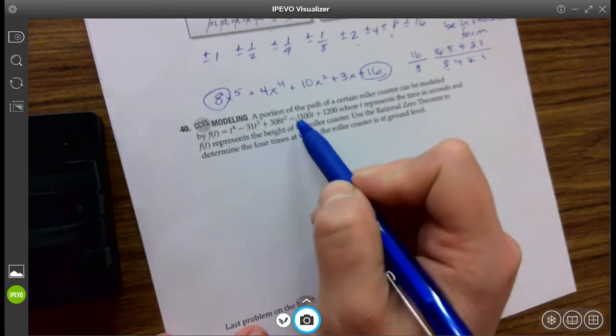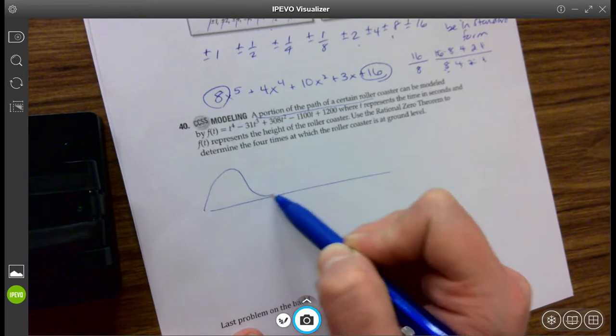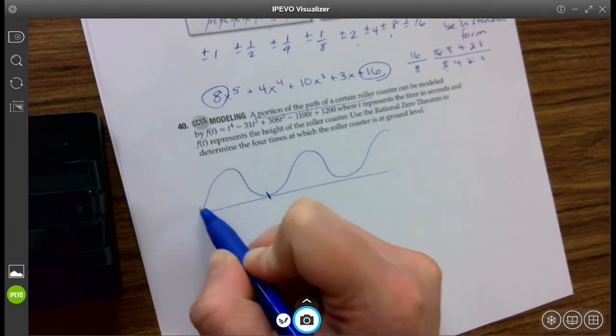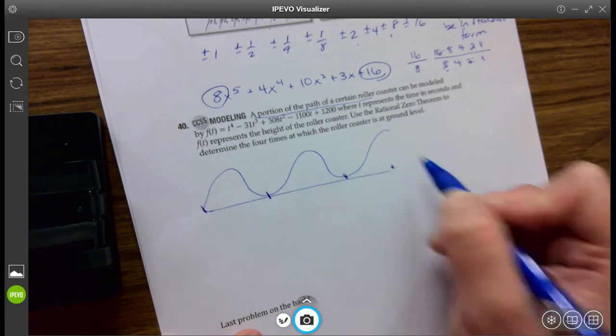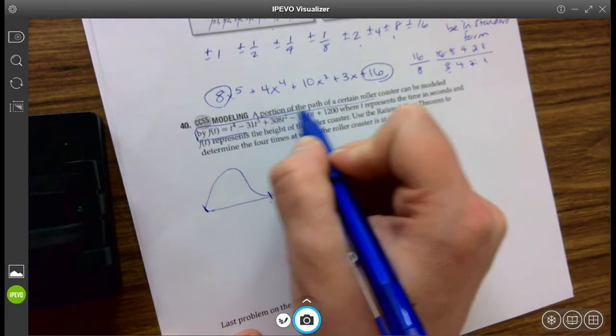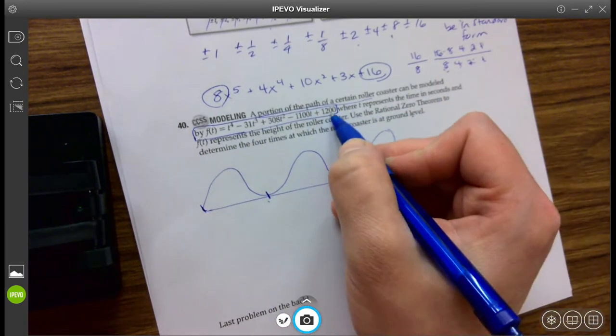All right, it says a portion of a path of a roller coaster can be modeled by this function. So you're on a roller coaster. They want to know when it hits the ground, the 4 times the roller coaster is at ground level. So we've got to find all 4 of these. This is a big number for the rational root theorem, even though it tells you to use it. 1200, that's so many zeros.